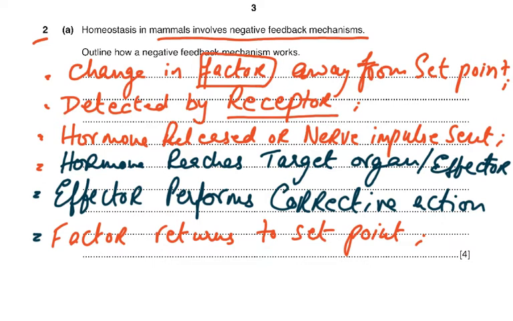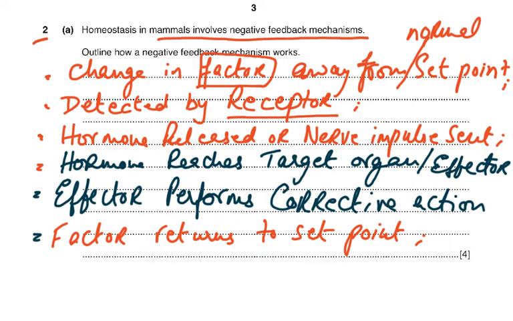So first of all, there's a change in a factor away from the normal. The set point, or another word which we use, is normal. Like for instance, there's a normal blood glucose level, and then there is some change. Either it decreases or it increases. Now this would be detected somewhere in the body by receptors. And this will result in a hormone being released or a nerve impulse being sent. And then this hormone will reach the target organ or the effector. And the effector will then perform some corrective action. And the factor returns to set point.